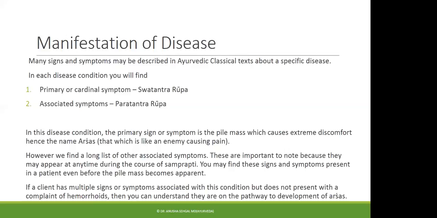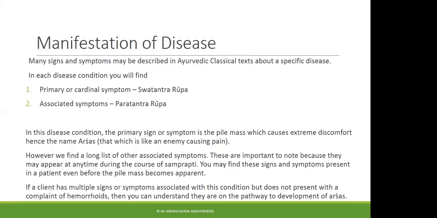If the person keeps on doing what they're doing, if they constantly still have the same ahara vihara, or the same sort of diet and lifestyle that is contributing to an increase of vata or contributing to this samprapti, then it will keep progressing to the point where it becomes an actual full-blown hemorrhoids or formation of a pile mass, and then be named as Arśas.